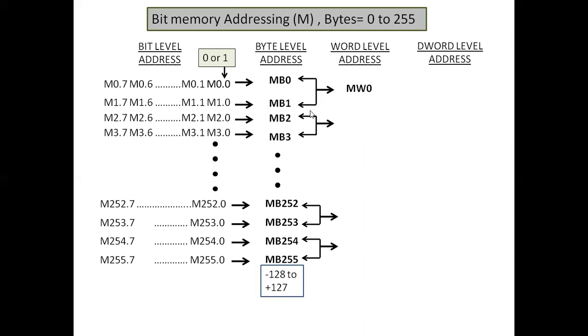Similarly, for the next one, it will be MW2, not 1. If I take MW1, it will consider MB1 and MB2. But MB1 is already used in this word, MW0. So what happens? The memory overlapping will happen and we'll get the wrong values. So to avoid that, we take another byte number. So the MB2 and MB3 I'm adding, so I take MW2. Next will be MW4, MW6 like that.